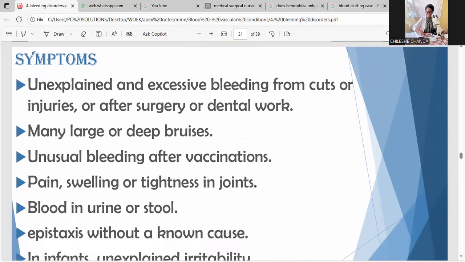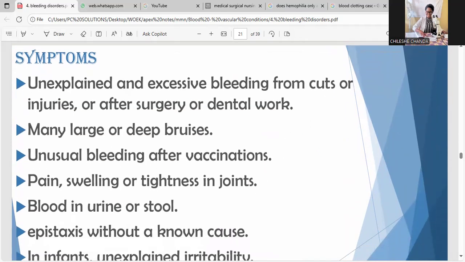What are the symptoms of hemophilia A? The patient will have unexplained bleeding, and this bleeding will be excessive from cuts or injuries, or after surgery, or when they undergo a dental procedure. Okay? The patient may have unusual bleeding after vaccinations.